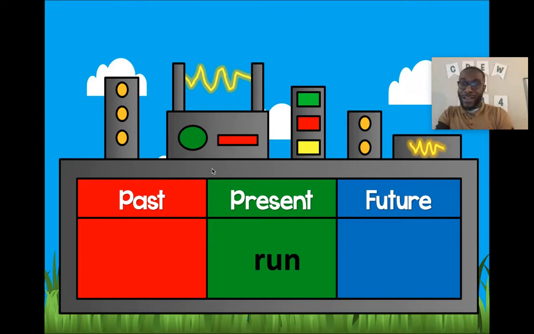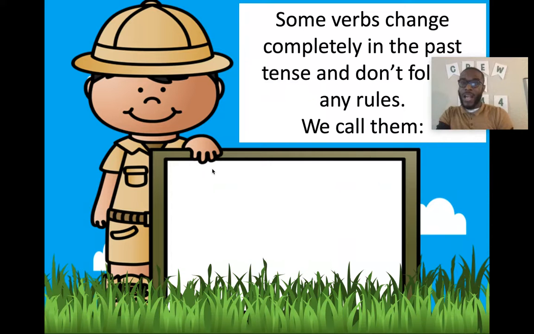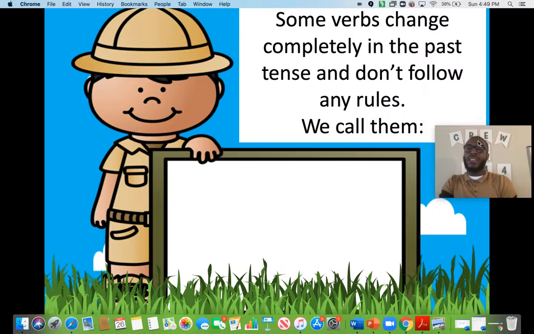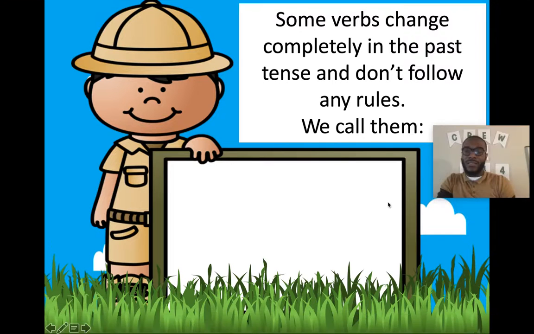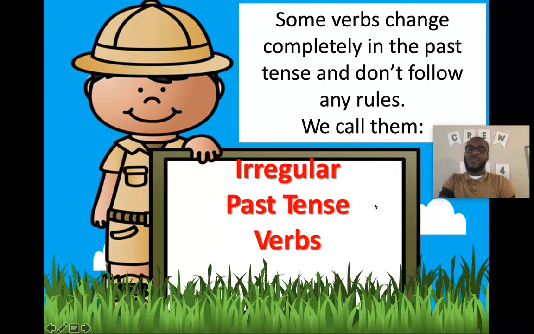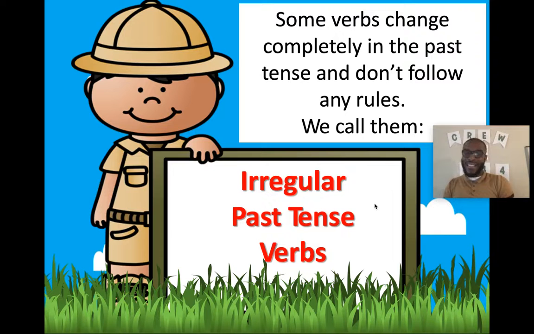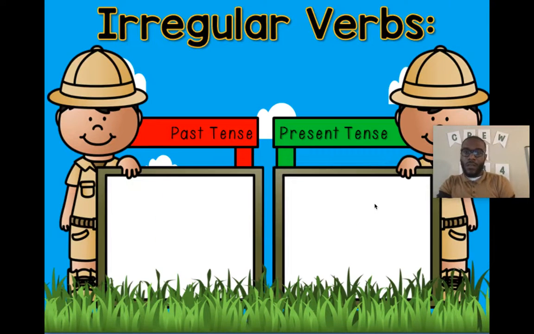What about run? Oh, ran. She ran. Good job. Some verbs change completely in the past tense and don't follow any of the rules. And we discovered what we call them. We call them irregular verbs. We call them irregular past tense verbs. So for irregular verbs, you use the present tense verb, which is eat, and it becomes ate.